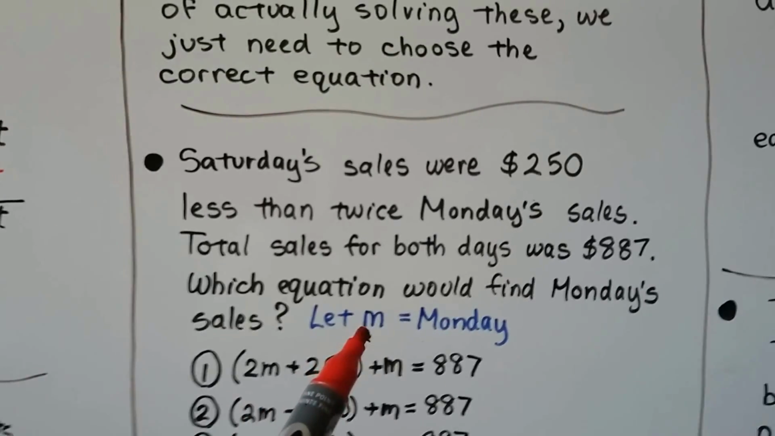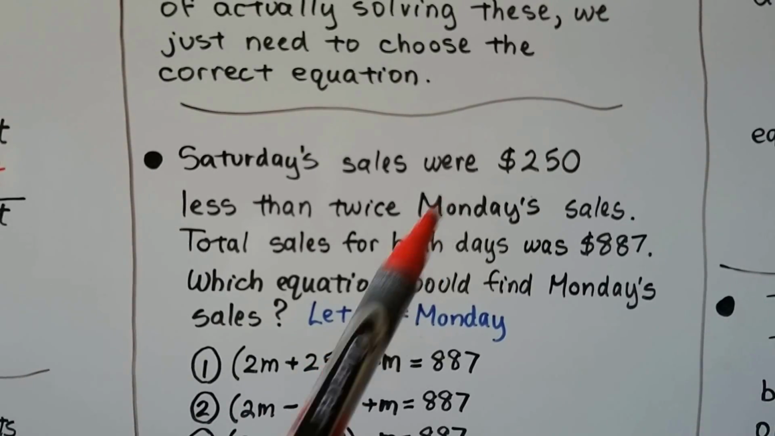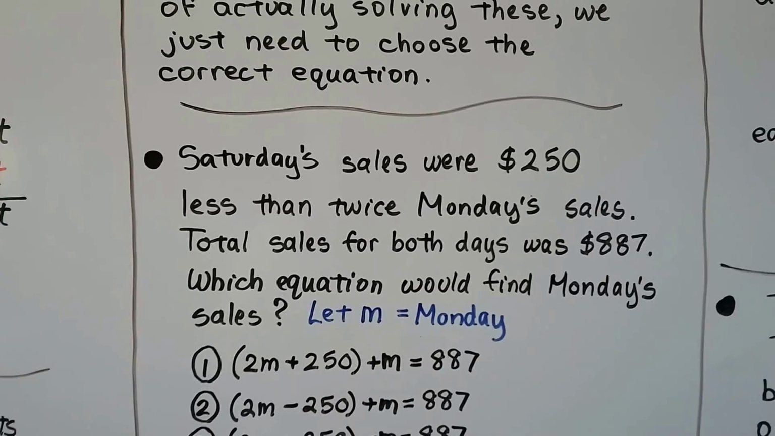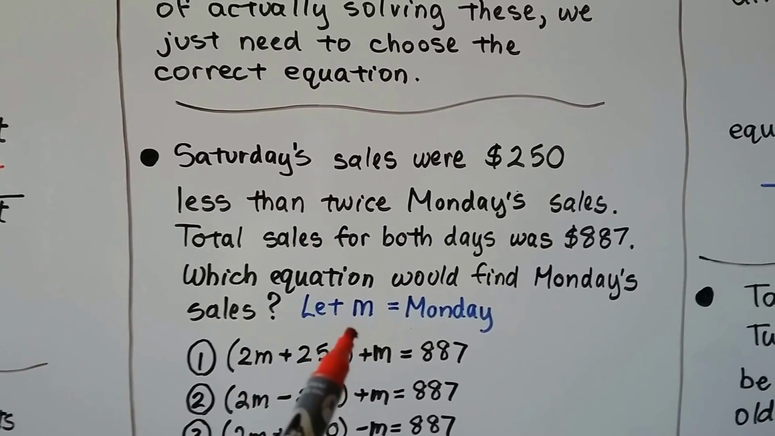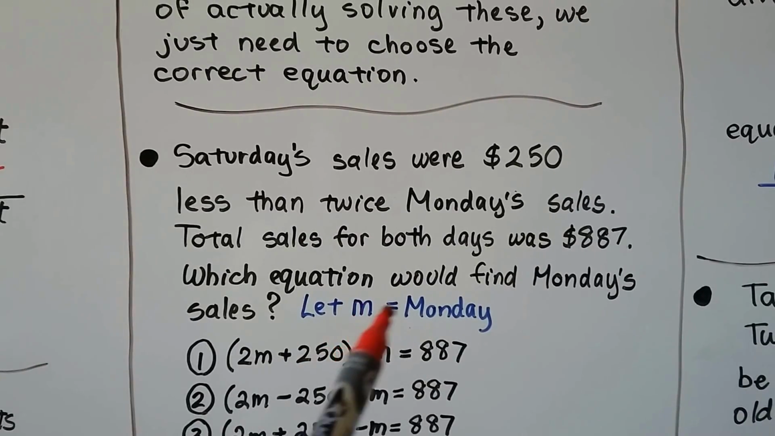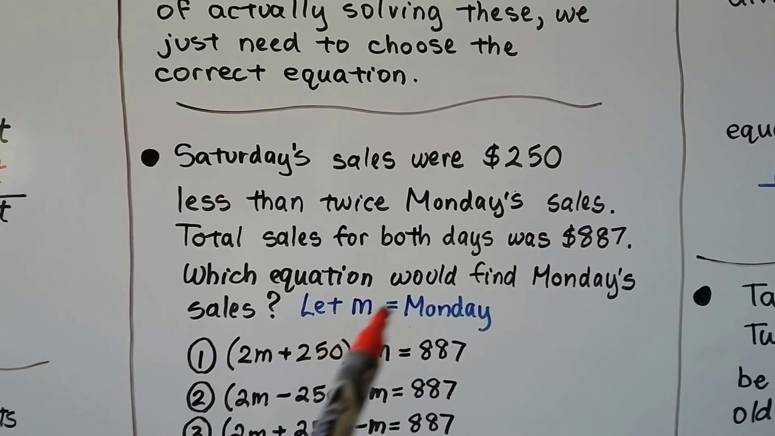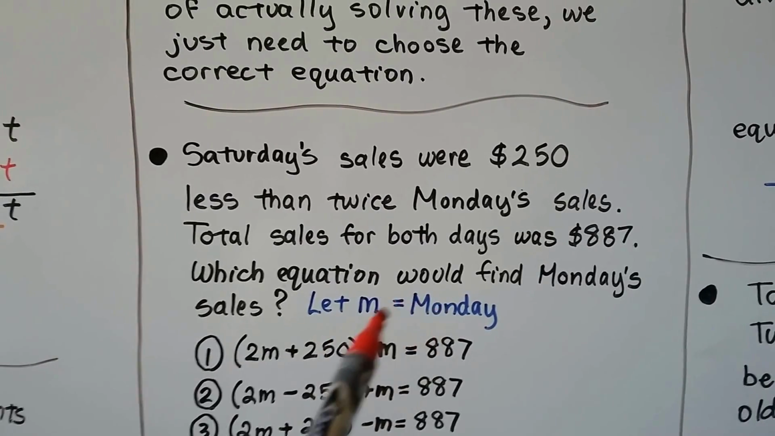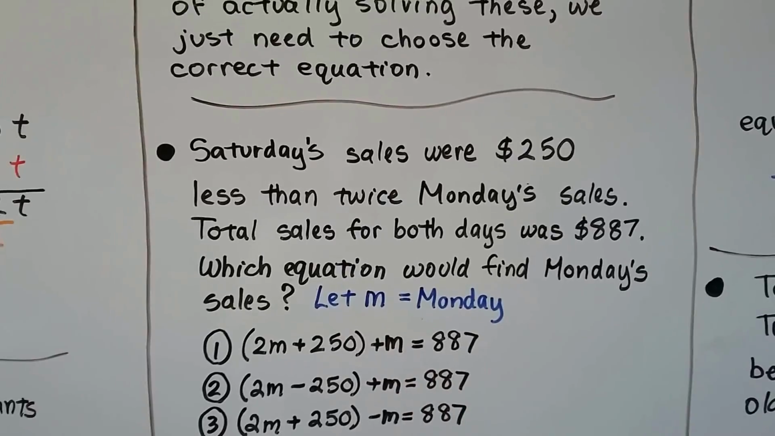So we're going to let the M equal Monday. We could use an X, but when I do these problems, I find it easier to use the letter that actually tells me what I'm looking for. I'm looking for Monday's sales, so I'm going to let M equal Monday. I'm going to solve for M, see?